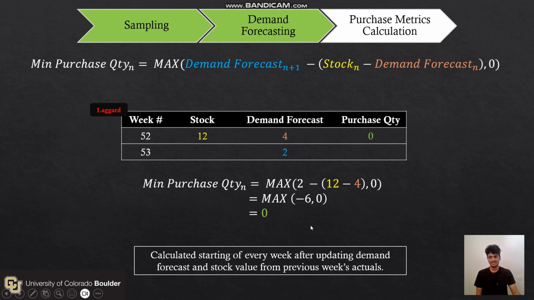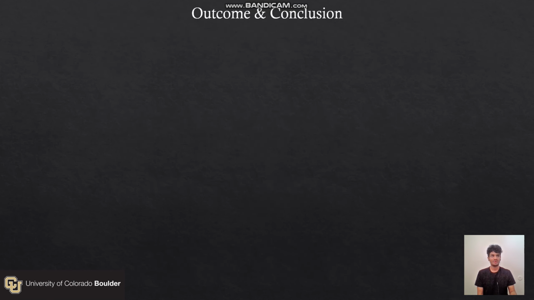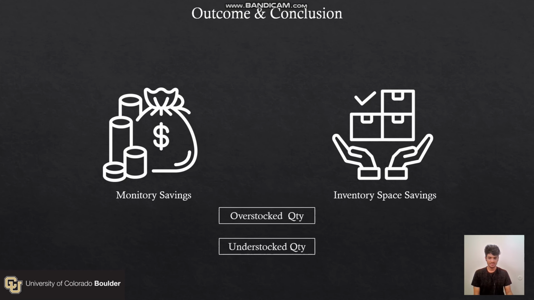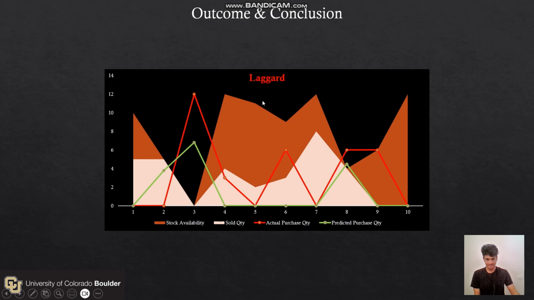Now this is calculated at the starting of every week after updating the demand forecast and stock value from the previous week's actuals in order to optimize all the purchase quantity. In order to measure the impact and outcome of this project, the potential monetary value saving and inventory space saving was calculated by comparing the overstocked and understocked quantity of actual versus the ones that we would have got by following the prediction. Now let me take the example of Lagarde to demonstrate this.